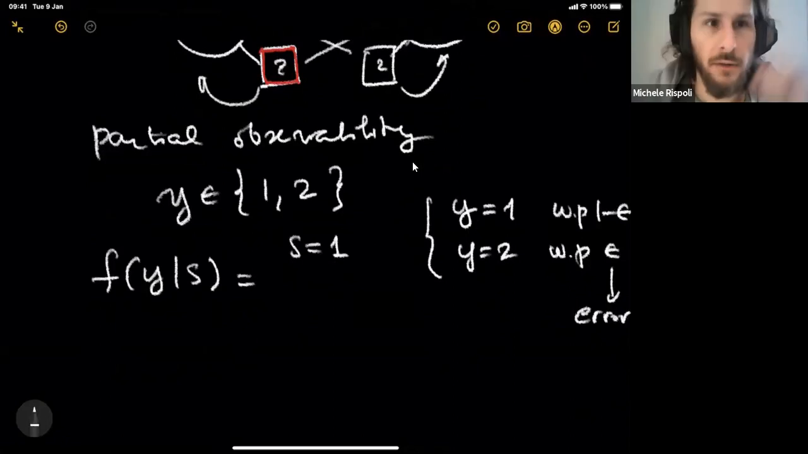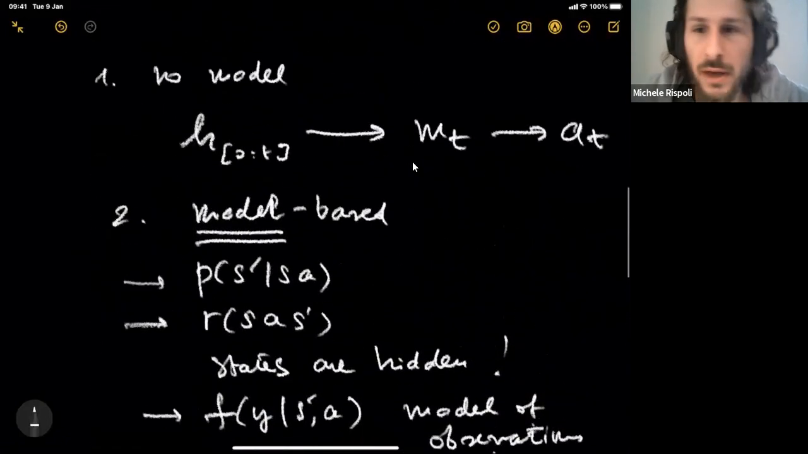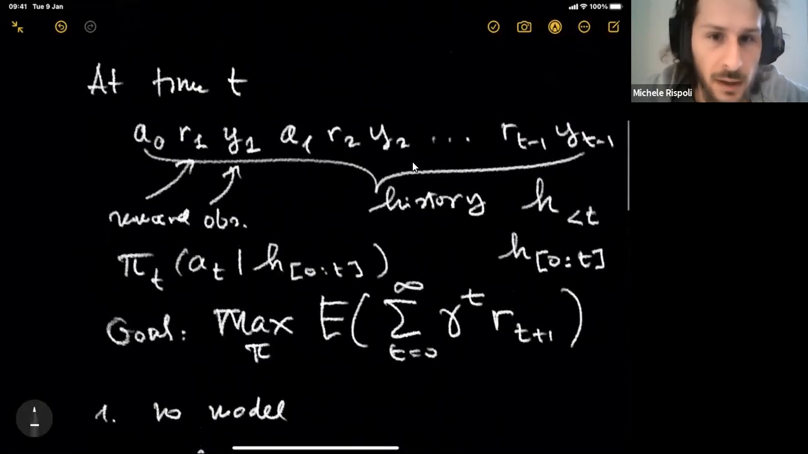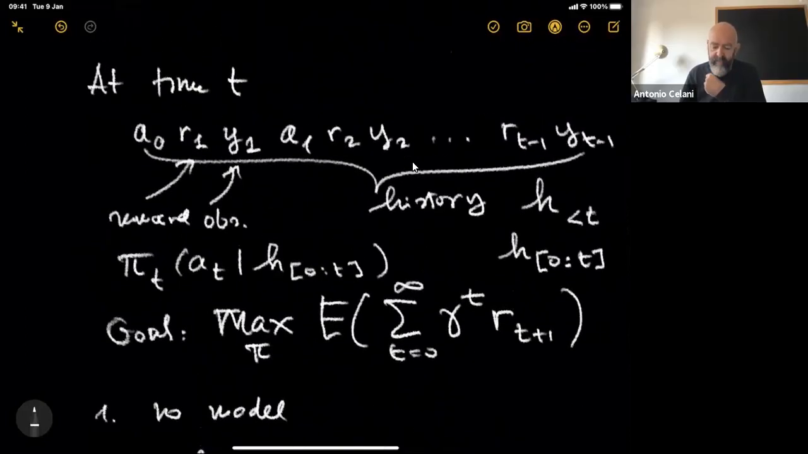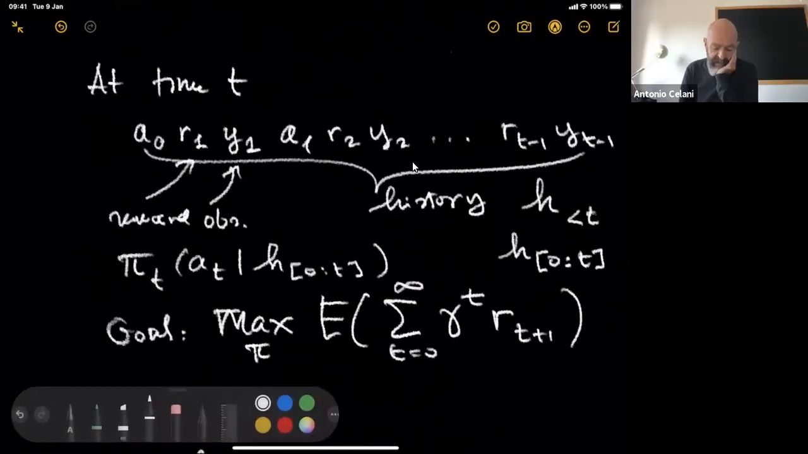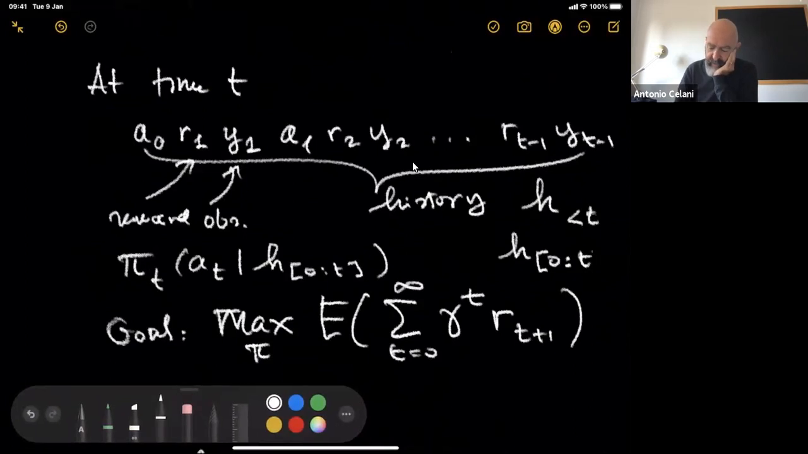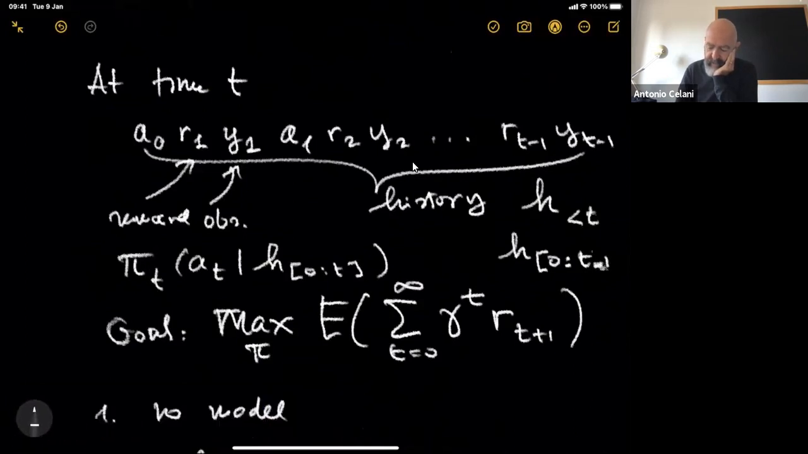I'm sorry, I have a very small thing about the part before, about the notation of history. When you wrote h from 0 to t. Yes. Is that from 0 to t? Because when we're evaluating the policy at time t, we are taking all the history until t minus 1. Okay, I see what you mean. You're right. To be consistent, I should put t minus 1. You're totally right. Thank you.